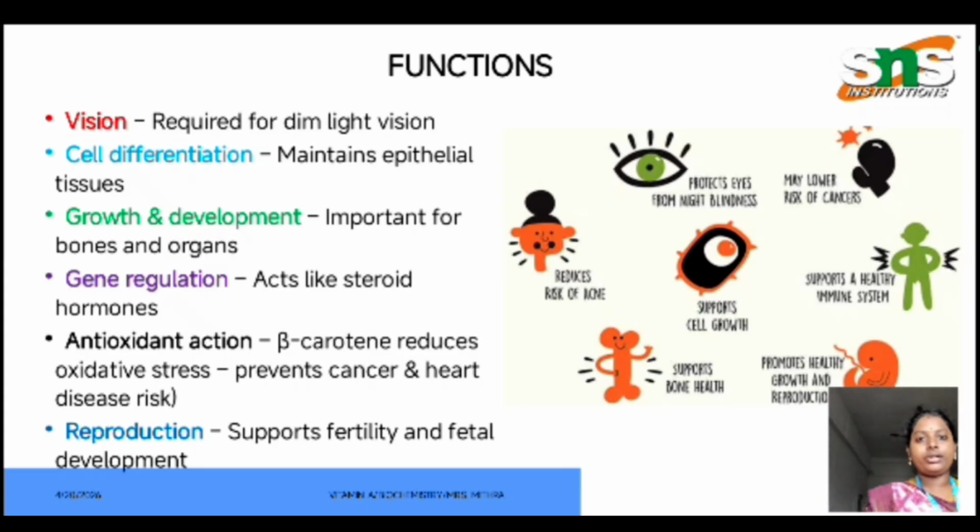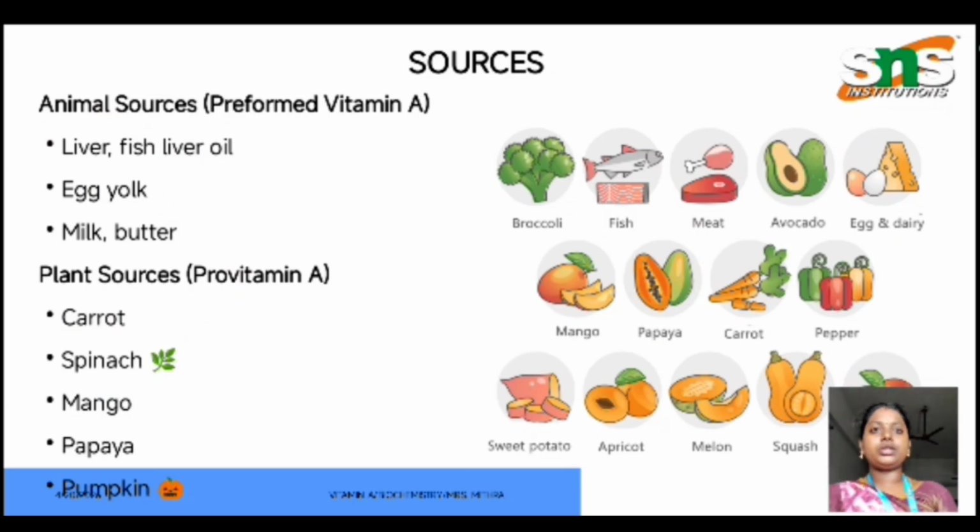It also has an important role in reproduction, and it supports fertility and fetal development. And these are the overall functions of vitamin A. Coming to the sources, there are mainly plant sources and animal sources. Both are very common in vitamin A enrichment.